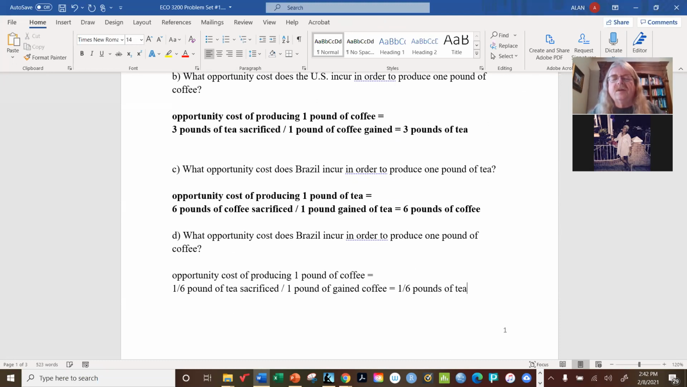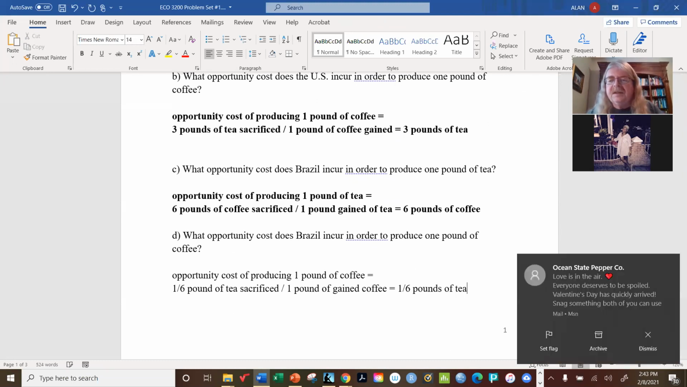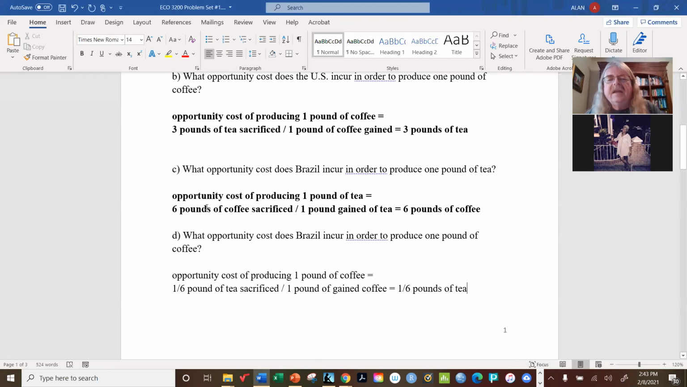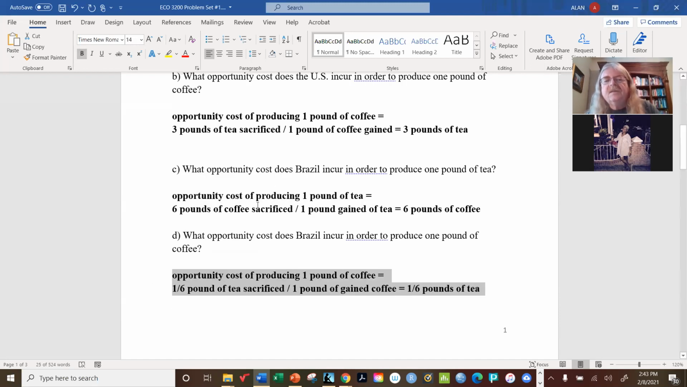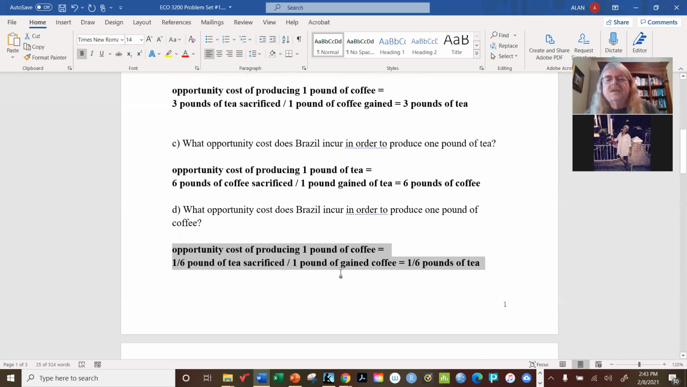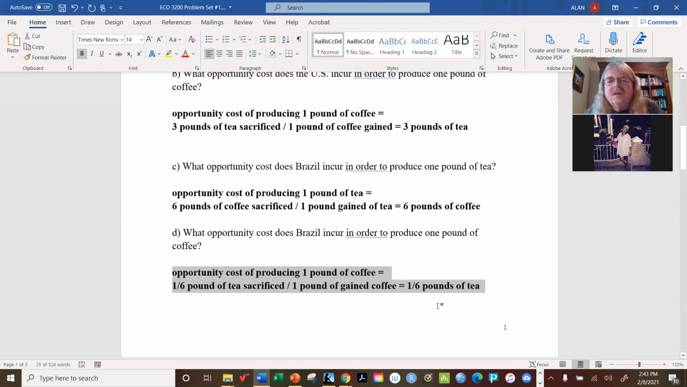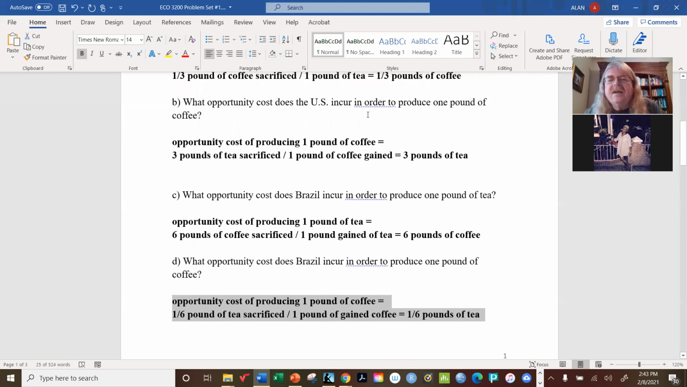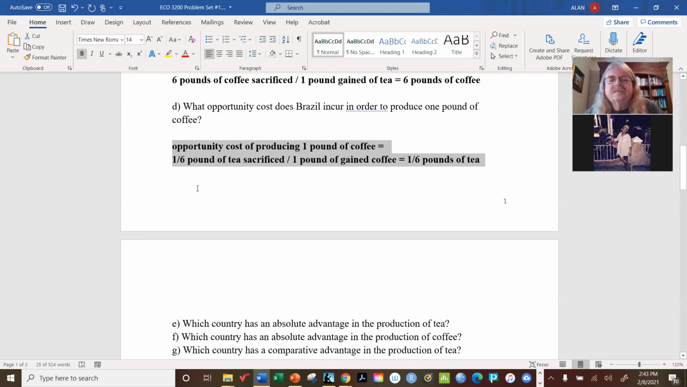But of course, as I also mentioned before, it is simply the inverse of this opportunity cost. The two of them will always be inverses of each other, because you can see if you look at the ratio, here it's coffee over tea, here it's tea over coffee. So now you can see their opportunity cost in the form of coffee is really low: 1/6 of a pound compared to the United States, 3 pounds of tea.